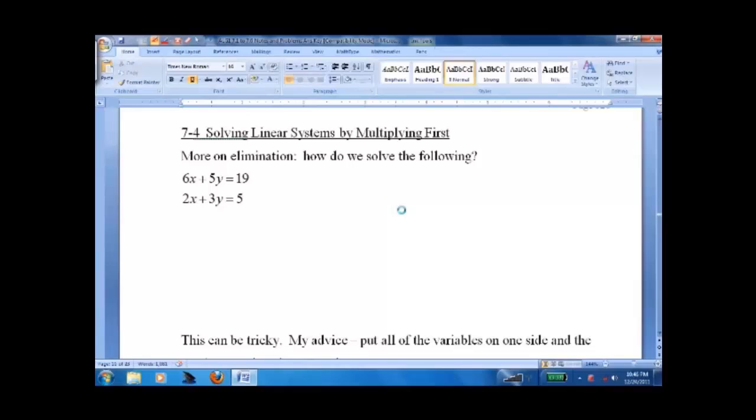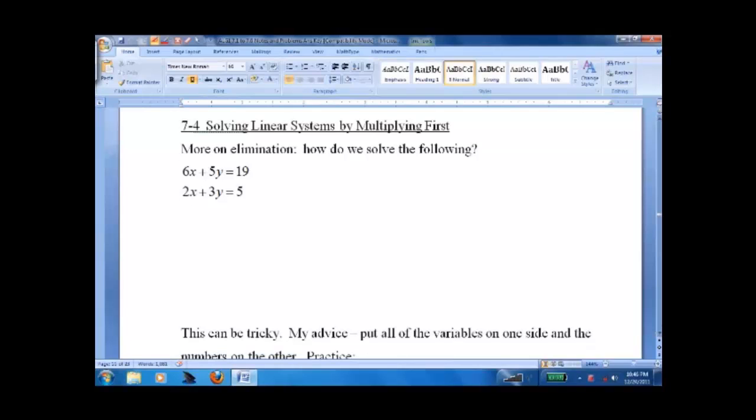Lesson 7.4, Solving Linear Systems by Multiplying First. So, this is elimination. We said it's the best way to solve two equations with two unknowns. And in this case, we got a problem. These don't match up. I can't just add them straight down.